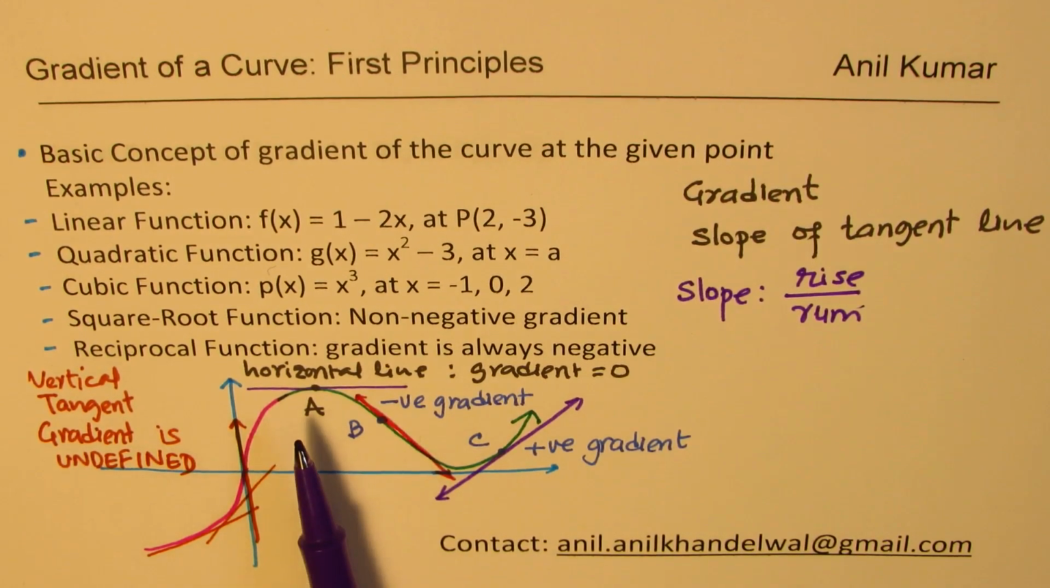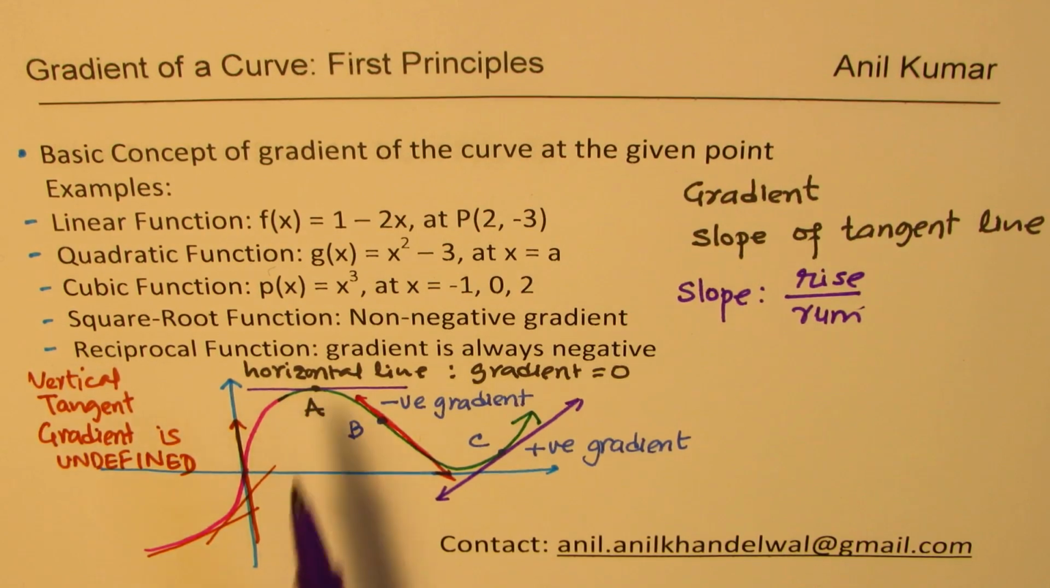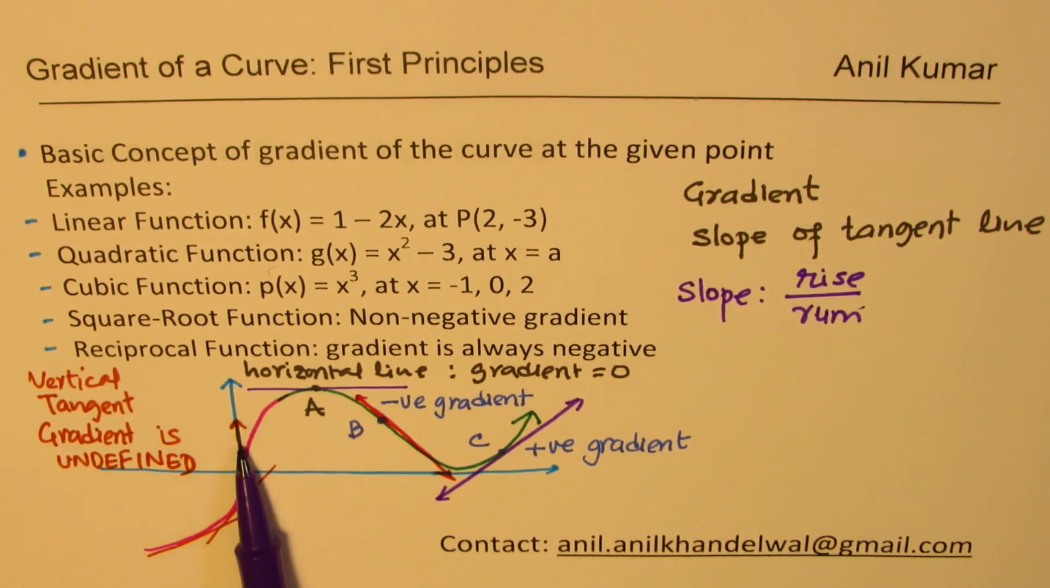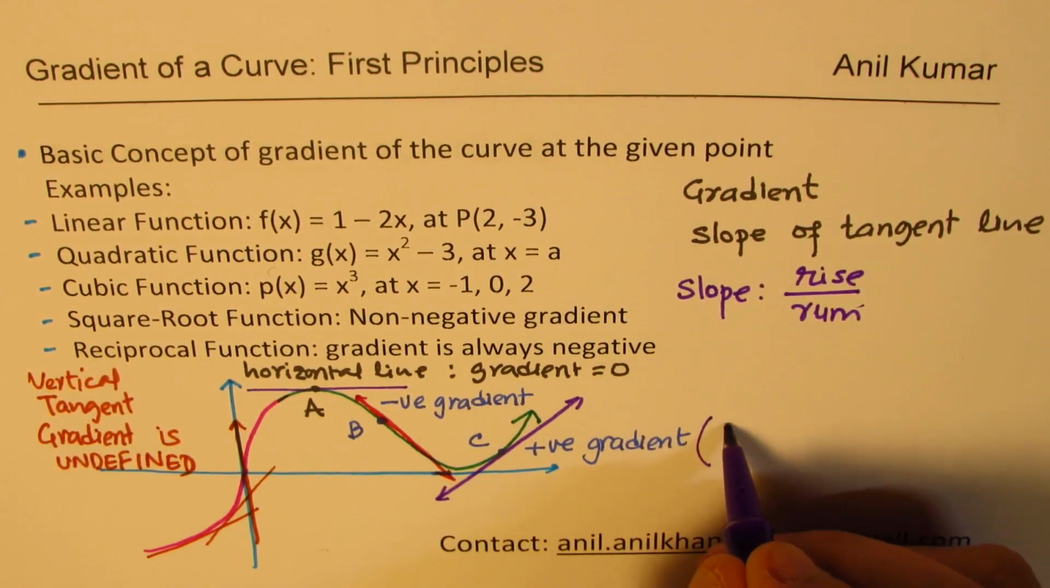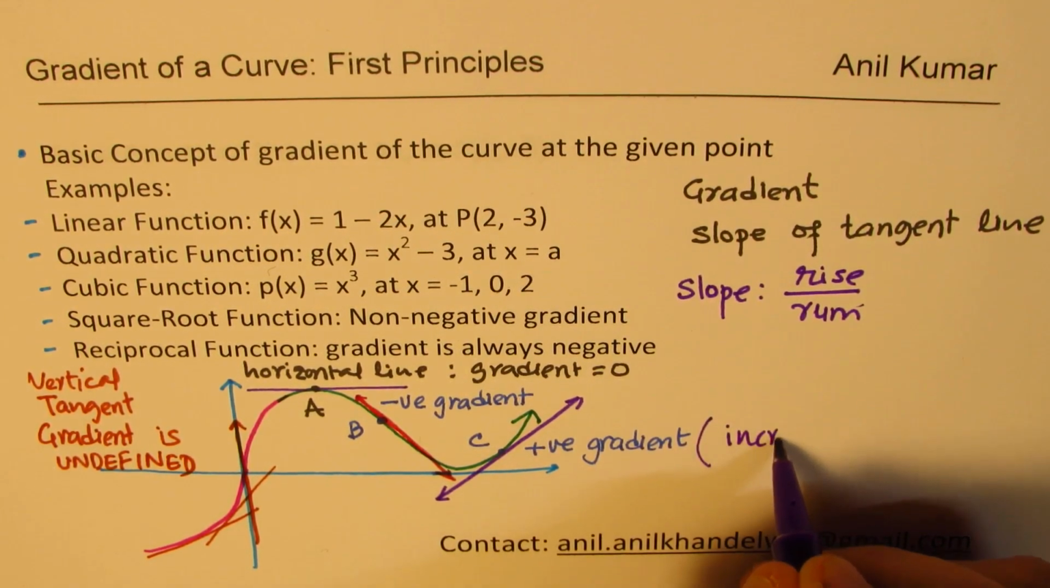However, you understand from here that at turning points, the gradient is 0, the tangent line is horizontal. If the tangent is vertical, then the gradient is undefined. If the graph is rising or increasing, then at any point during the interval where the graph is increasing, it will show a positive gradient. So positive gradient also means increasing graph.